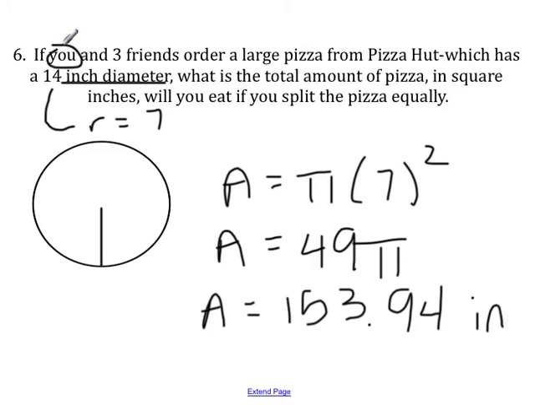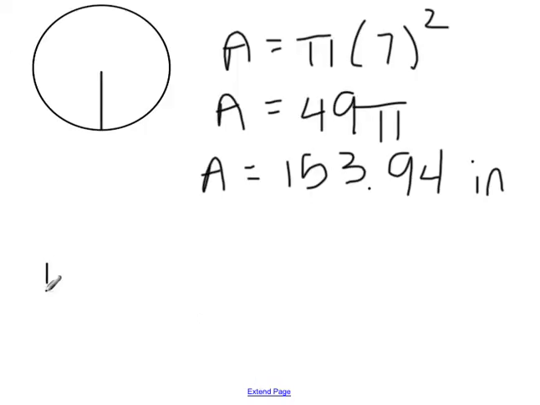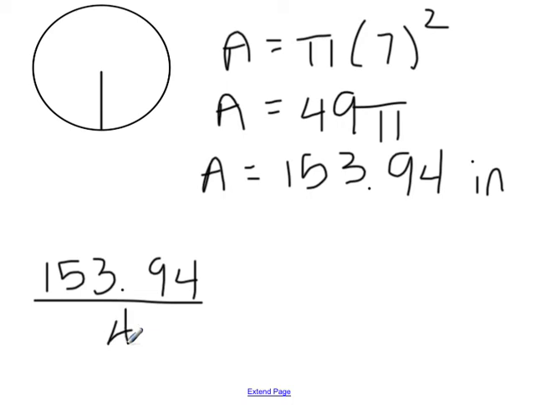So you plus 3 of your friends is 4 total people. So we're going to take 153.94, and we're going to divide it by the 4 people that are going to be eating it to see how much area each of us get. Well, when you divide that out, you end up getting 38.48, and then we're going to call that inches squared.